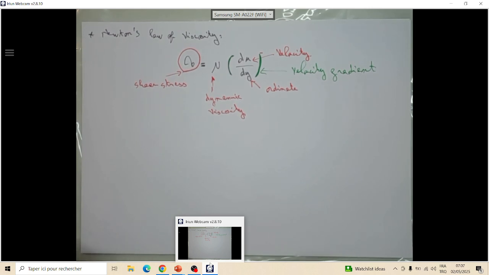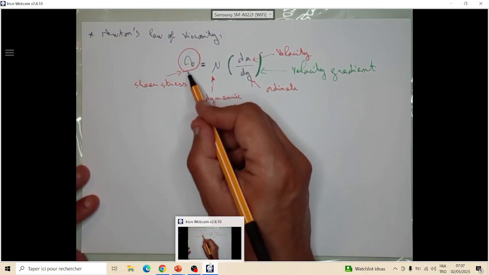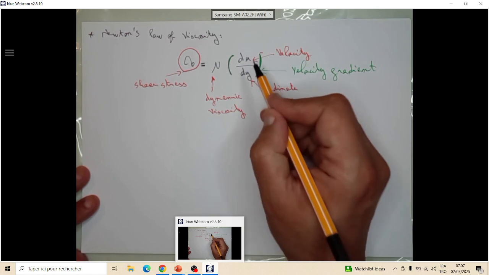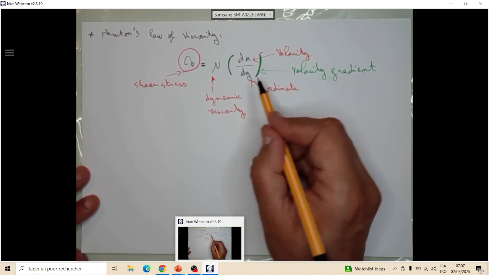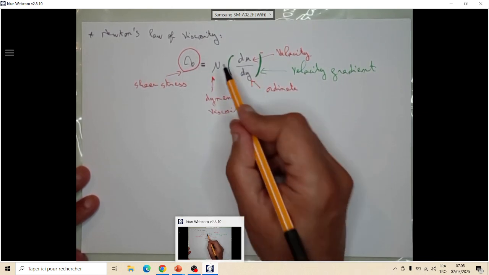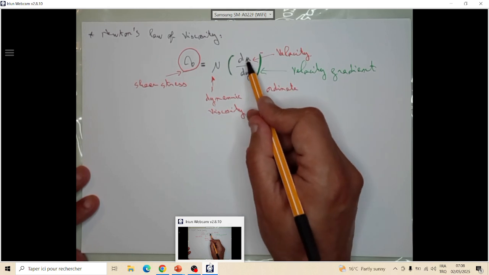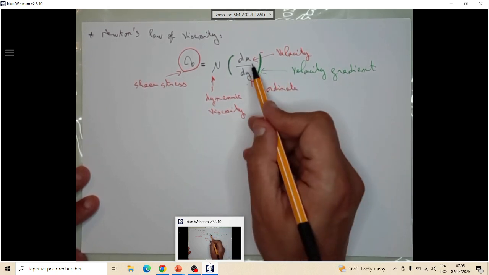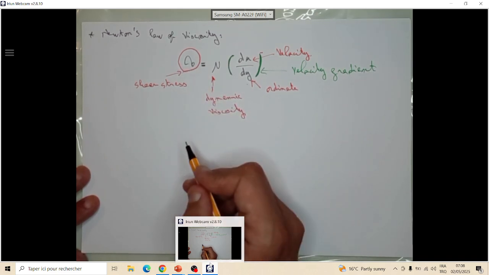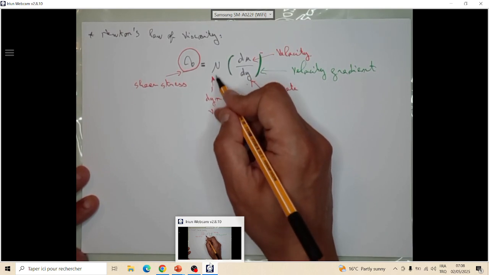So let's continue with our problem. We'll start with the dynamic viscosity. In this equation we have seen that we need several terms: the dynamic viscosity, the velocity, the ordinate. We have to find these in order to calculate tau, which is the shear stress. So first of all, let's calculate the dynamic viscosity.